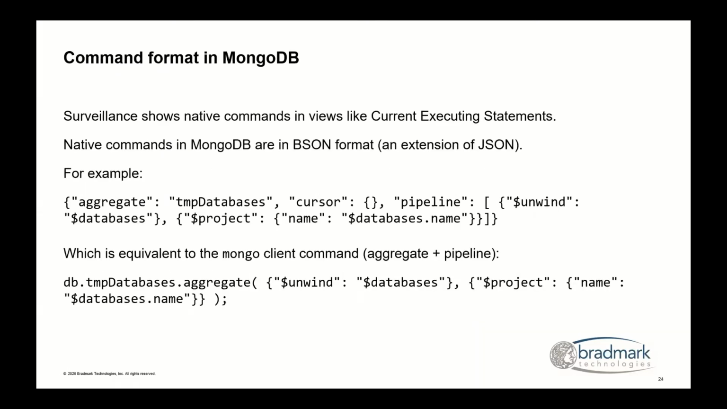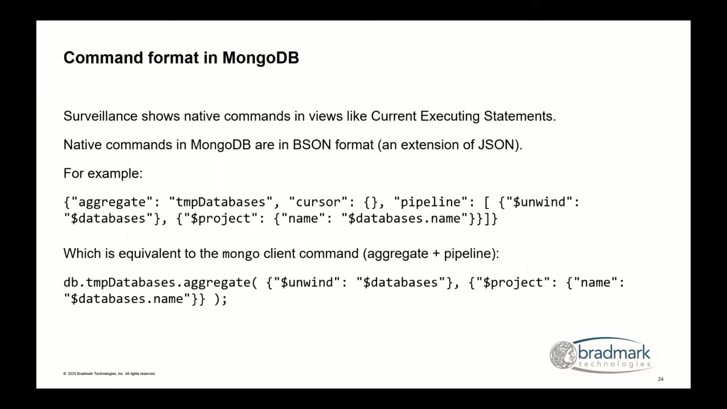Now, in Surveillance, when we're showing commands, we're showing native commands from Mongo, for example in the currently executed statements or the connections windows. The native commands in Mongo are in BSON format, which is an extension of JSON. It's binary, whatever, but it's in BSON format. So, for example, you can see here there's one. It's in JSON format essentially.